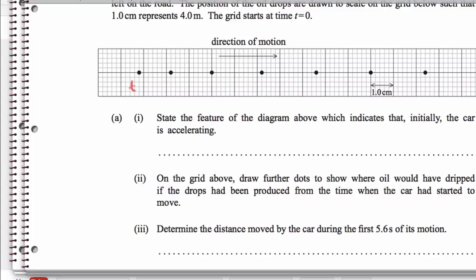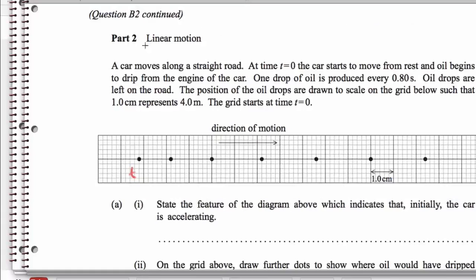So let's get these oil drops labeled and we'll talk about what's going on. So apparently we have a car that's moving. Every 0.8 seconds it's dropping oil. And we're saying that 1 centimeter represents 4 meters. So we're going to take all our answers and multiply them by 4 at the end if we just use this little sheet here. So this is 0 seconds, 0.8, 1.6, 2.4, 3.2, 4.0, 4.8, and then 5.6 seconds.